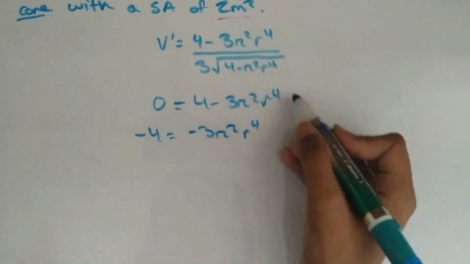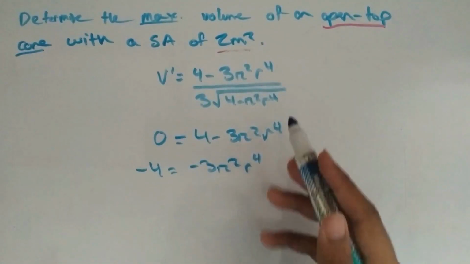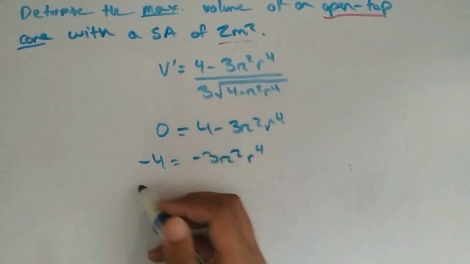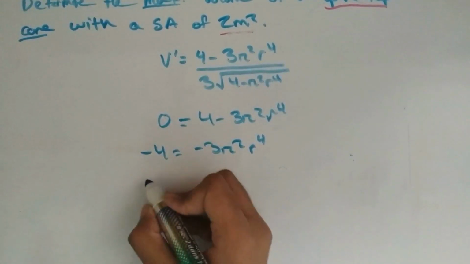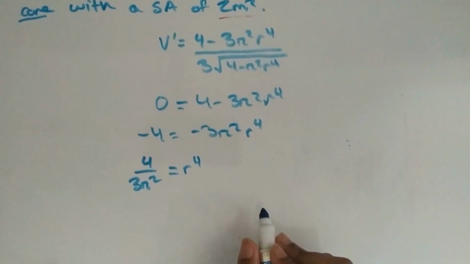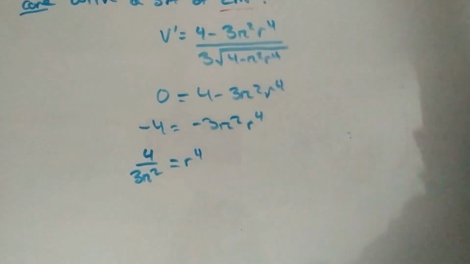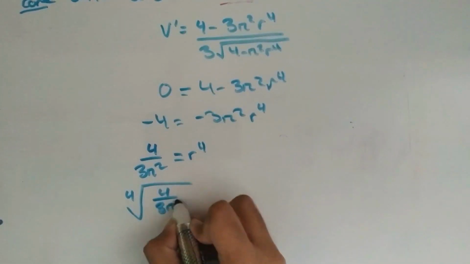We want to find the radius that maximizes the volume. So we're going to take this negative 3 pi squared and move it over to the other side. The negatives will cancel out, so we've just got 4 over 3 pi squared is equal to r to the 4. And we can write this as the fourth root. So the fourth root of 4 over 3 pi squared is going to equal r.